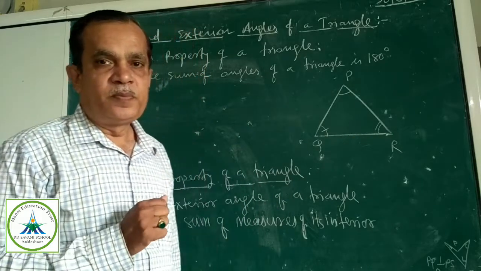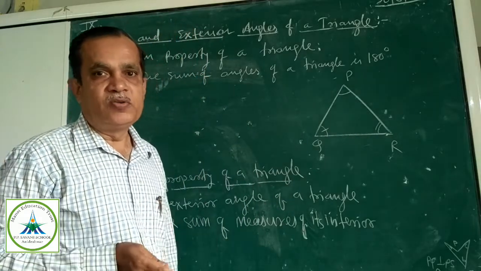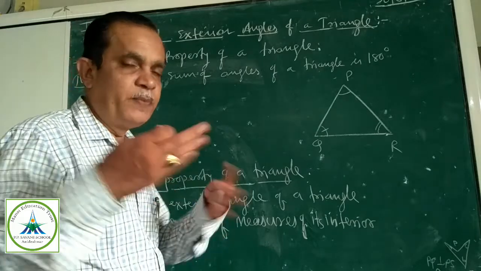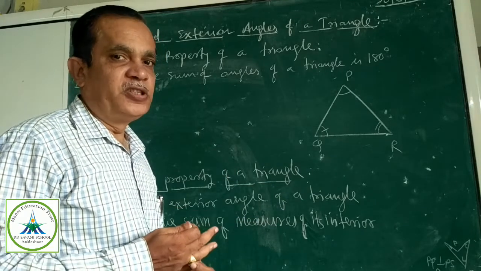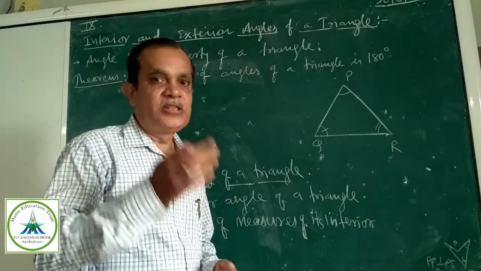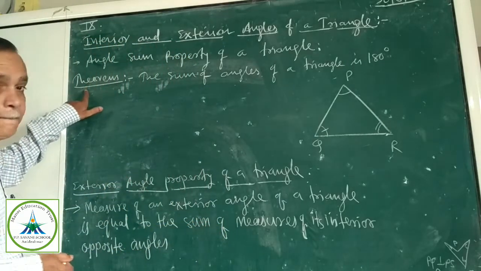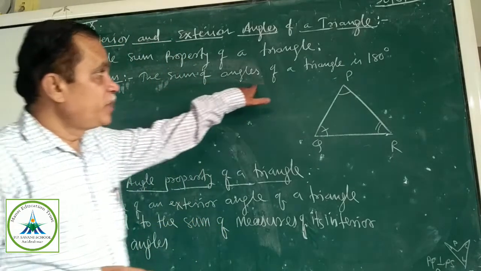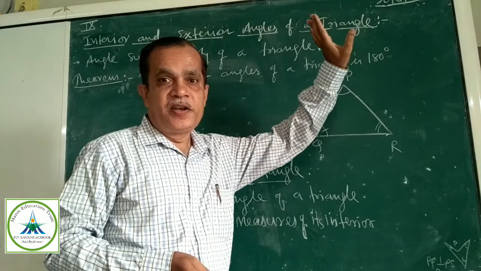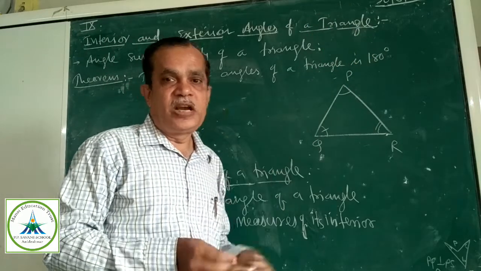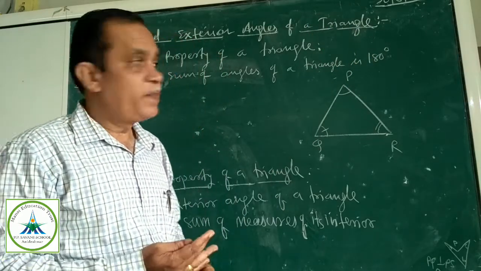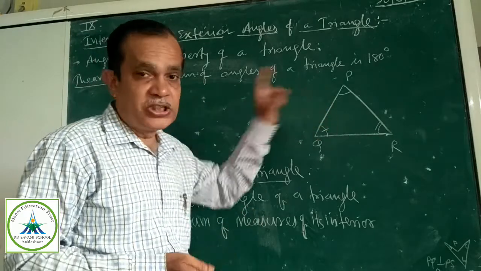The sum of measures of angles of a triangle is equal to 180 degrees, and that can be proved. Therefore, this is taken as a theorem. Now we will talk about that statement and theorem. The theorem: the sum of angles of a triangle is 180 degrees. If this statement is a theorem, then we have to prove it.